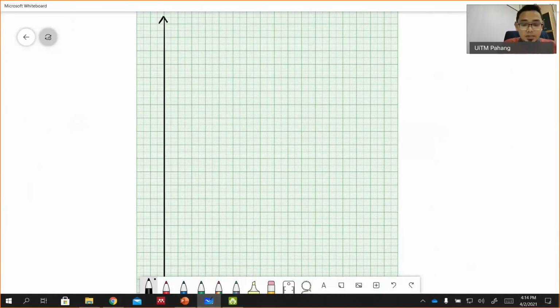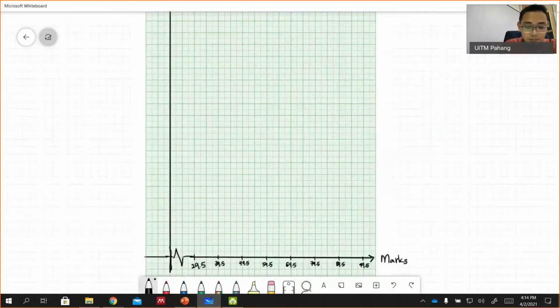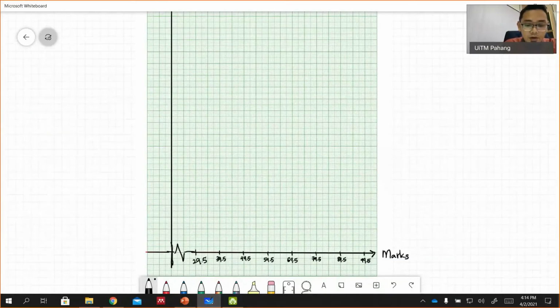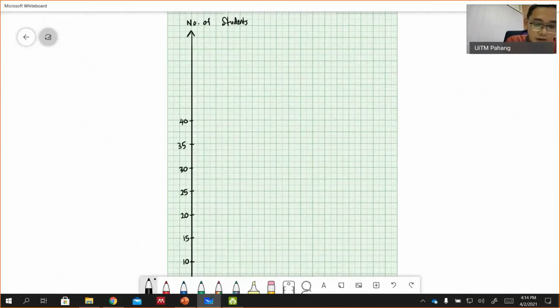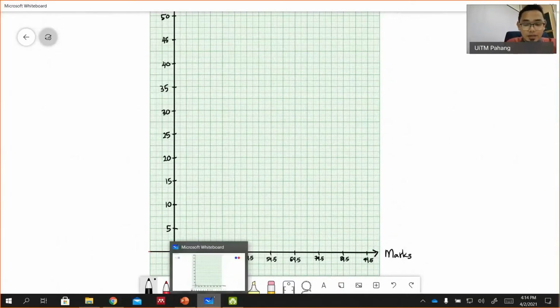In this case, maybe you can try with 5. 5, 10, 15, 20, 25, 30, 35, 40, and the next one will be 45, 50. Why do I use 5 instead of 10? So that your ogive will be bigger.